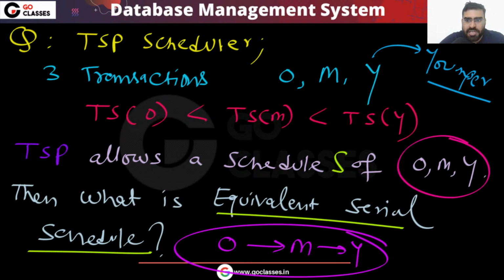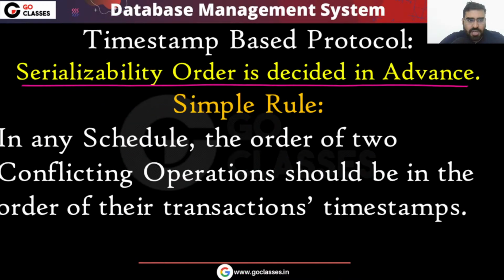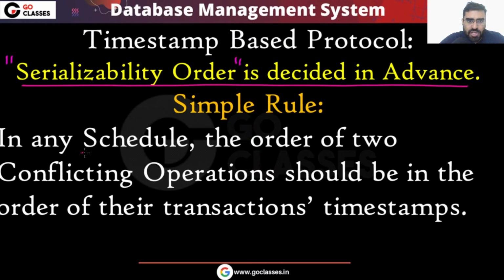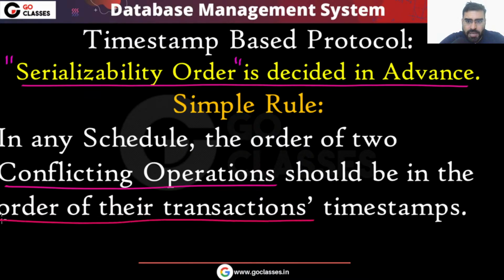This is what the timestamp protocol does. The timestamp protocol determines the serializability order in advance. A simple rule: in any schedule, whatever schedule you create, the order of two conflicting operations should be in the order of their transaction timestamp. This line is understood, right? In any schedule you take, the order of two conflicting operations should be in the order of their transaction timestamp. Very simple.